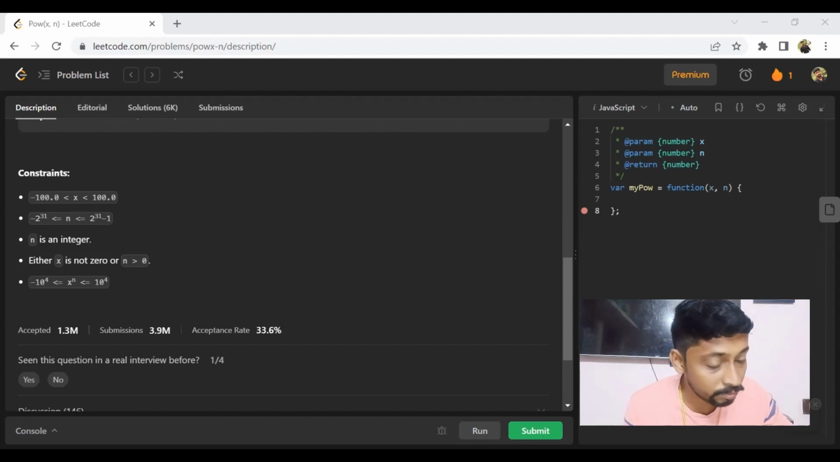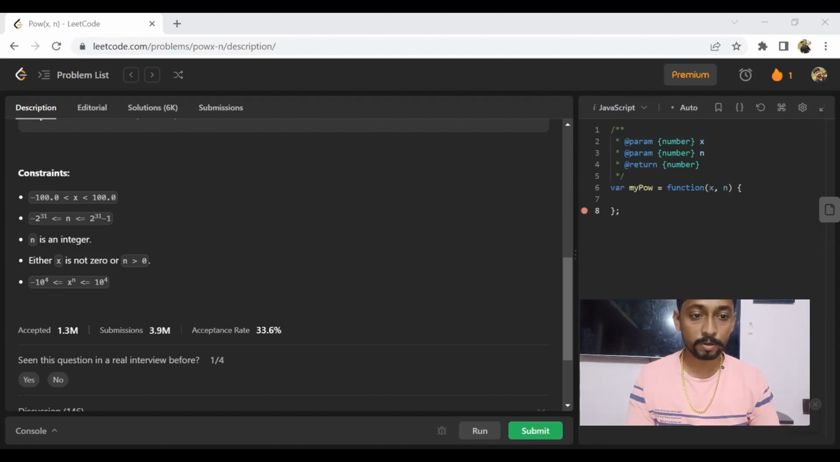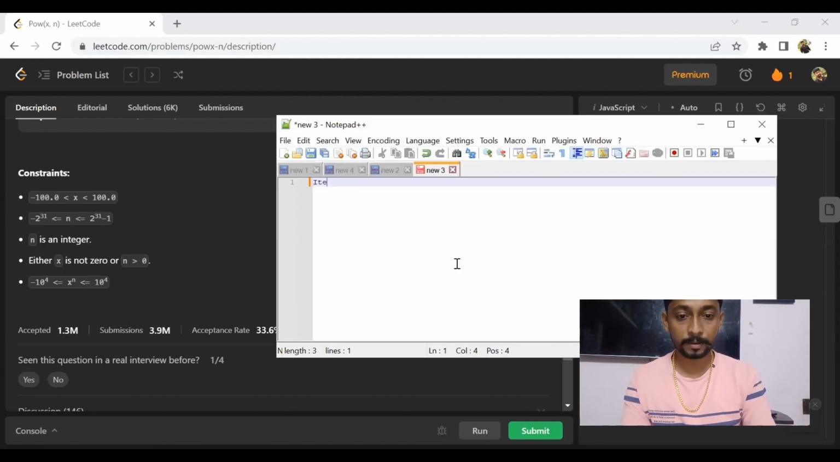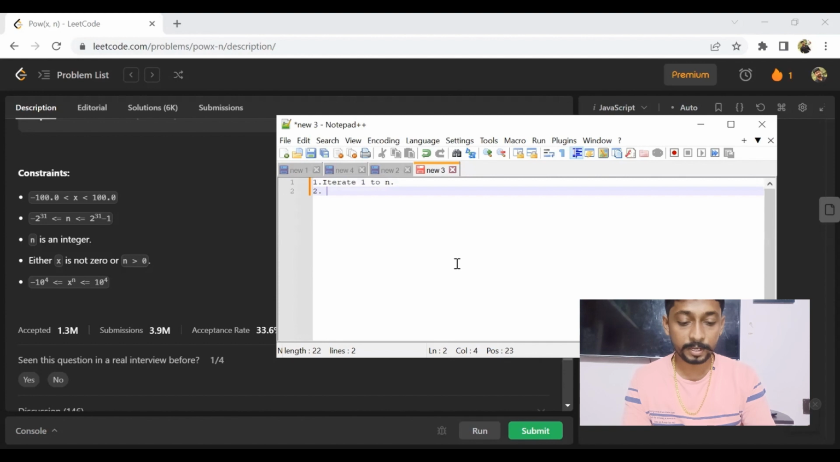So which means you have to simply iterate, sorry for my handwriting. Iterate 1 to n, and every time you have to multiply your x. Actually you have to declare one variable, answer equal to 1, and then multiply answer with x every time. So I will write pseudo code here. Iterate 1 to n, because you have to multiply x n times, then answer equal to answer into x. Finally, return your answer.